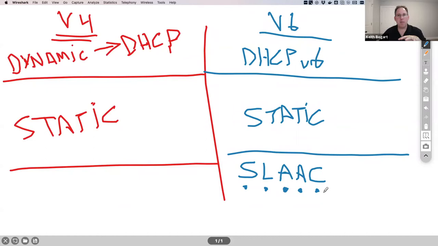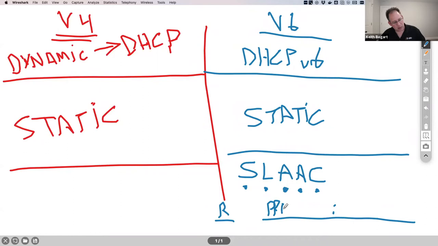So now your laptop knows, okay, I know who my router is, and I know what the prefix is on this network, because the router told me that he and everybody else on this network is using this particular prefix. And then with stateless address automatic configuration, your device will dynamically come up with its interface ID on its own. So those are the three ways with IPv6 that you can get your own IP address. Okay, so now you've got an IP address for yourself. You most likely use DHCP or DHCPv6 to get your address.